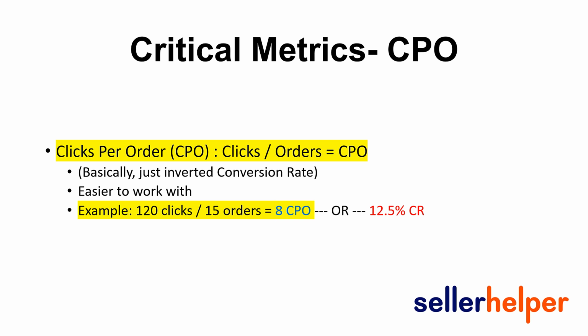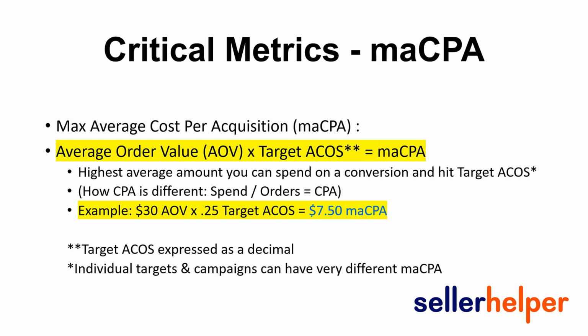The first critical metric is CPO, or clicks per order, which is essentially just clicks divided by orders equals clicks per order. This is basically just the inverted conversion rate calculation, and the reason we use this is because it's just easier to work with. The conversion rate calculation gives you a percentage. This gives you a round number. And so here's an example. If you get 120 clicks and you get 15 orders from those clicks, that's 8 clicks per order, or it would be a 12.5% conversion rate.